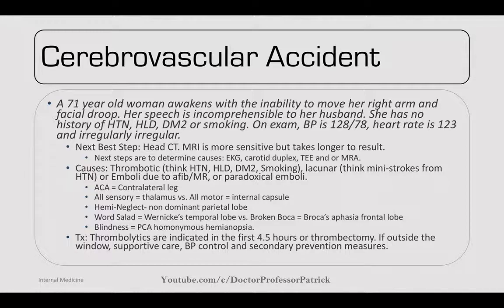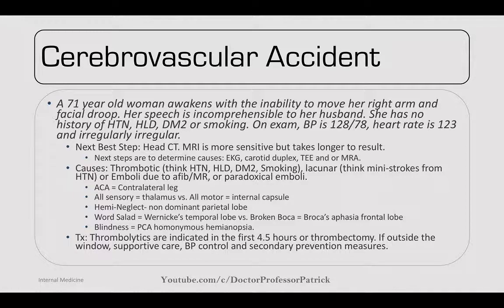So kind of the symptoms to look for depending on the location. If it's an anterior cerebral artery, you want to look for contralateral leg weakness. If it's all sensory loss, you want to look at the thalamus. If it's all motor loss, you want to look at the internal capsule. If there's hemineglect, look at the non-dominant parietal lobe. If there is word salad or Wernicke's aphasia, it's often the temporal lobe. And then Broca's aphasia is often the frontal lobe. They can't form the words. They have a broken Broca.